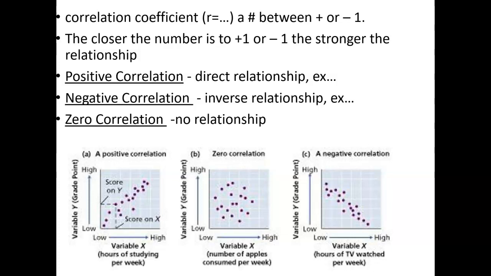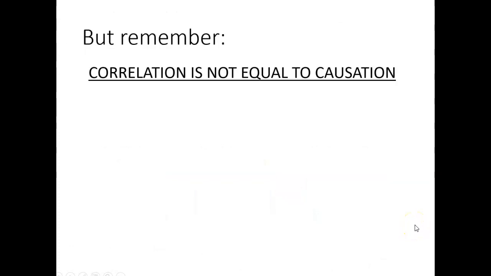So a zero correlation, basically the scatter plot looks something like this, and there's really no relationship. This, by the way, shows a stronger relationship than this one if we were to do the calculation, because you can see the scatter plot points are closer together. Remember, correlation is not equal to causation.